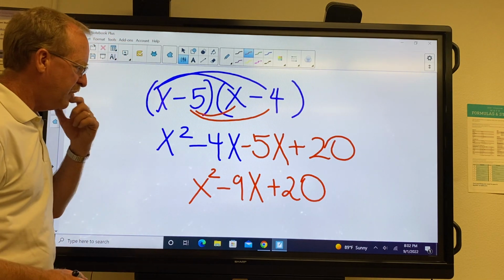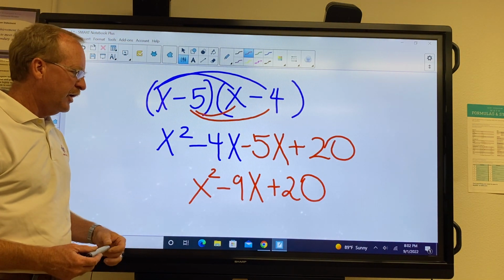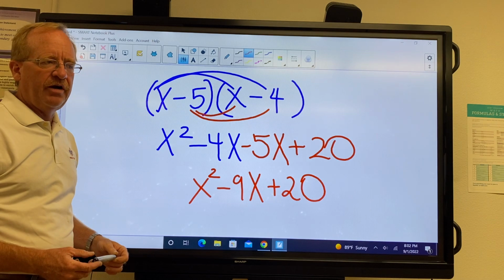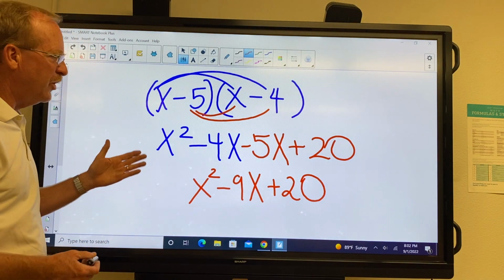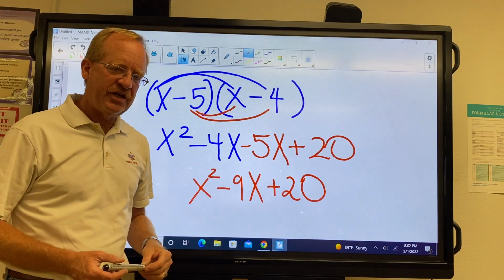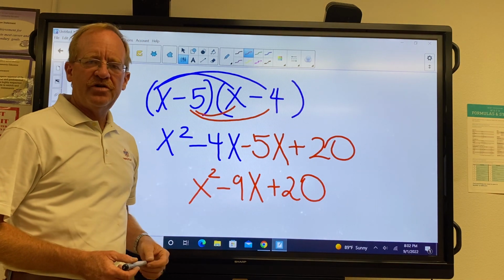So there's a couple examples of things where you've got some negatives thrown in there. And again, don't sweat. Just remember the fundamentals. If the signs are the same, they're positive. If the signs are different, they're negative.